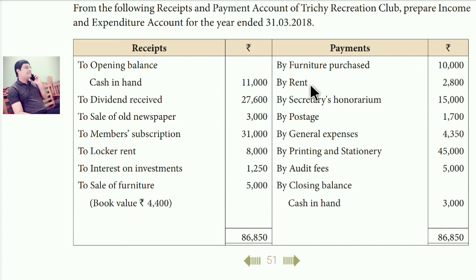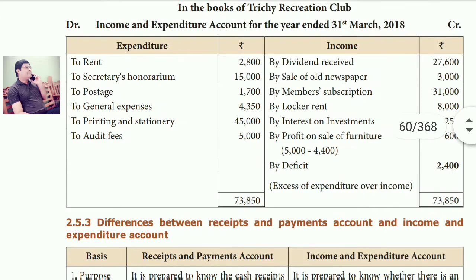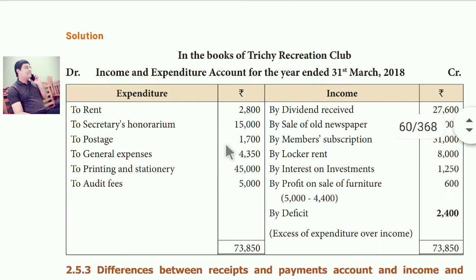Rent, secretary honorarium means secretary salary, postage, general expenses, printing and stationery, audit fees. From rent to audit fees, all the items you have to write in the expenditure side. Now see here, everything we write: rent, secretary honorarium, postage, general expenses, printing and stationery, audit fees. We write all the amounts.